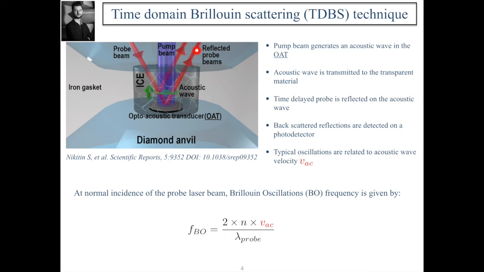These two reflections will interfere when collected at the photodiode. These interferences will lead to quasi-periodic oscillations named Brillouin oscillations, and the frequency of this oscillation is linked to the velocity of the acoustic wave propagating in the transparent sample by this formula at normal incidence. This means that when the acoustic wave faces some changes in the structure of the transparent sample, its velocity will be affected, and then the Brillouin oscillation frequency we will measure will change.